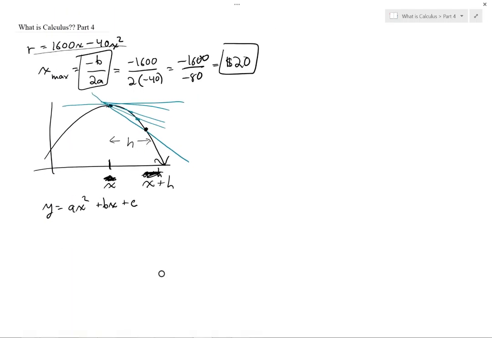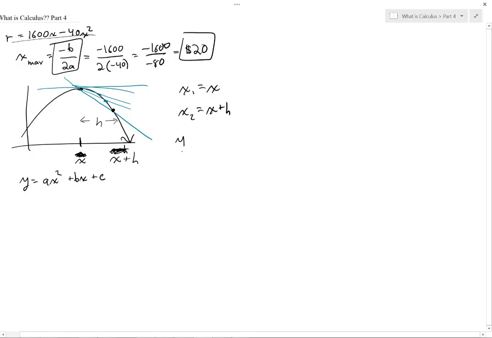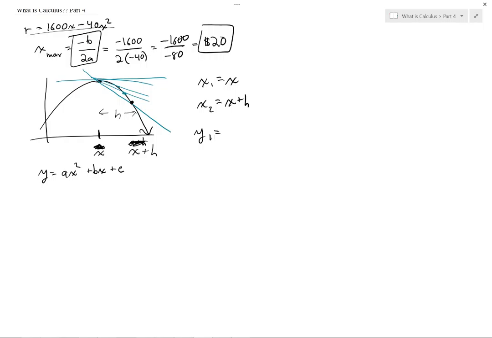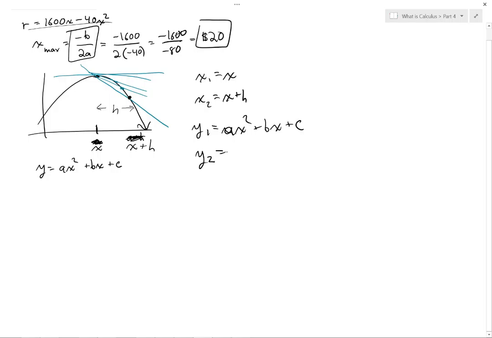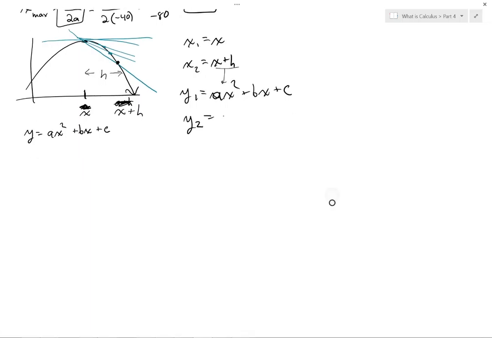So let's go ahead and do that. So we have x1, and we're just going to let that be x. I can't really use a because a is already in the formula. Then x plus h, and y1. Well, y1 is just plugging in x itself, so ax squared plus bx plus c. And then y2, again, this is going to be the tougher one. We've got to plug x plus h in for x. So it's going to be a(x plus h) squared plus b(x plus h) plus c.